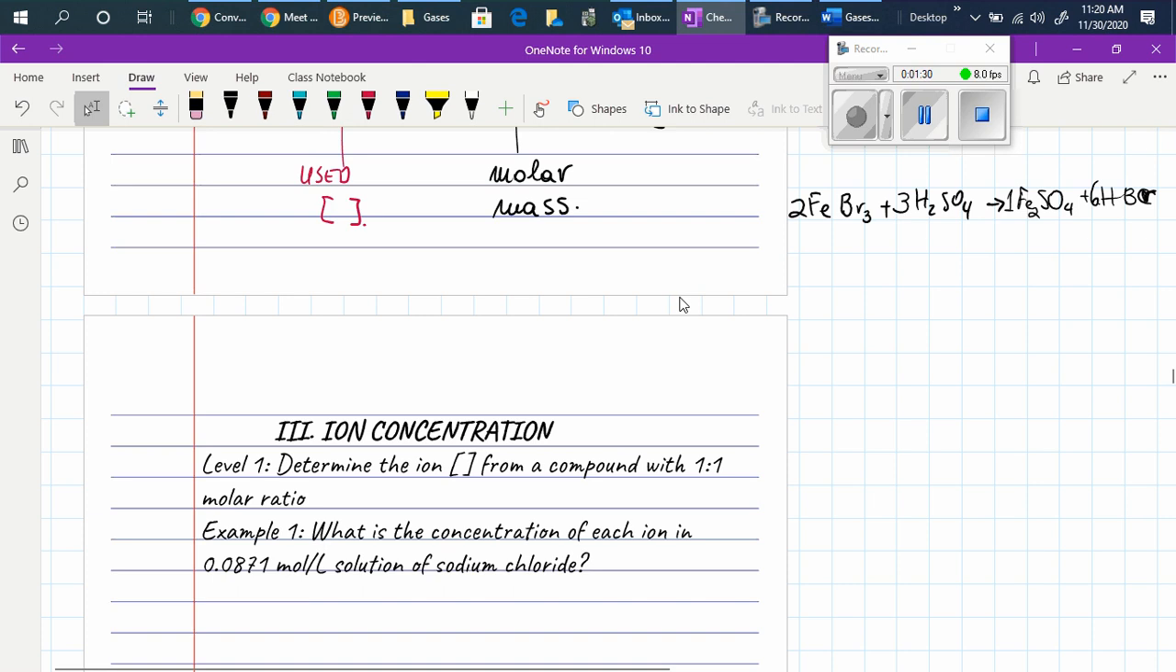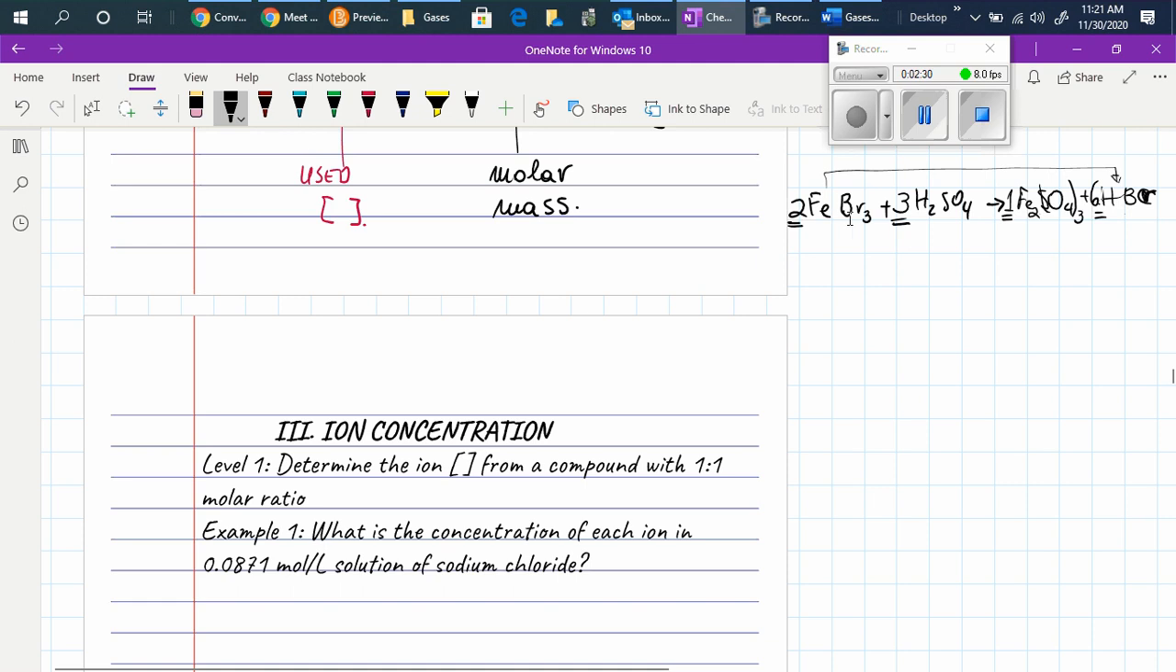produce 1 mole of iron 3 sulfate and 6 moles of hydrobromic acid. So now, always when we are working with either products, or products and reactants, or reactants and reactants, we use these molar ratios. So if, let's say, we are going with iron 3 bromide and hydrobromic acid, then the ratio will be 2 to 6, or 1 to 3 in the lowest terms.